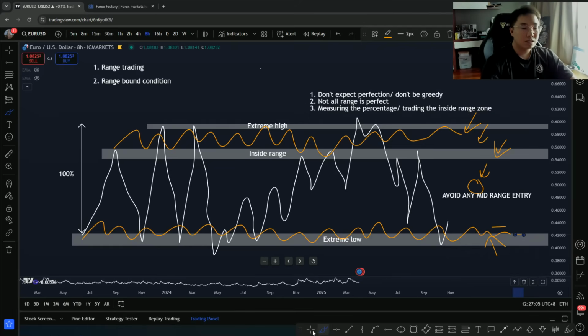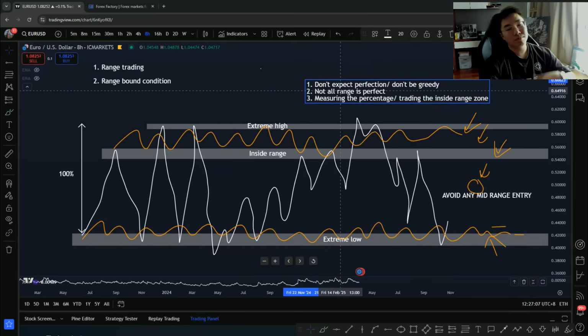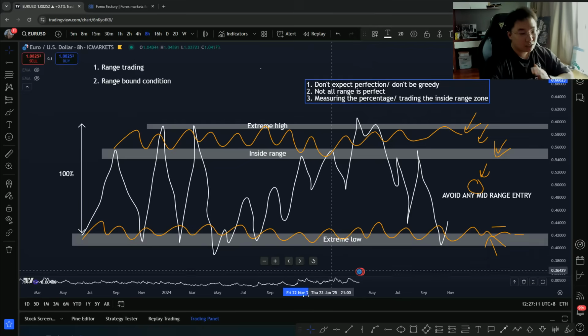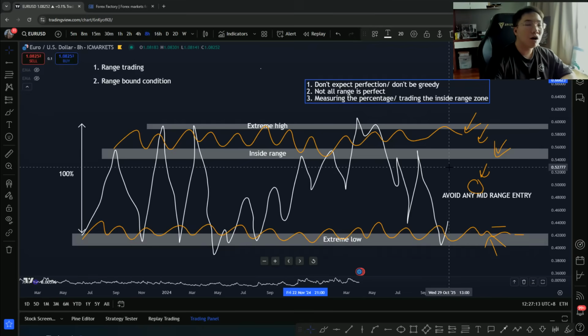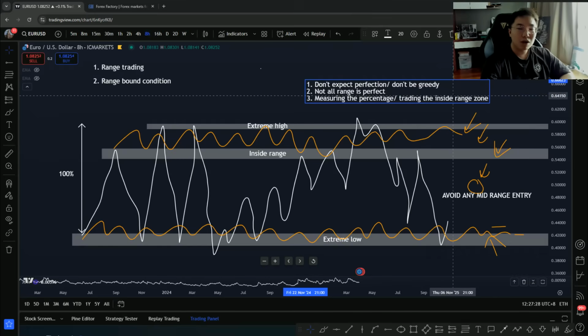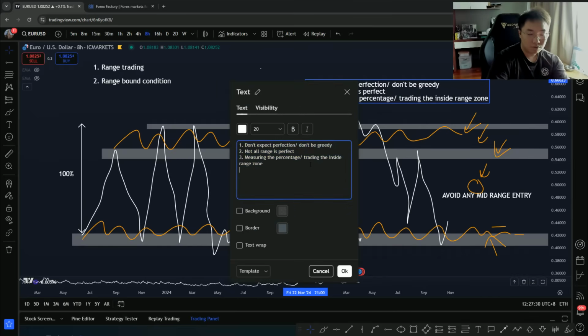So I hope this short lesson really tells all of you that range trading is pretty simple. Just don't overcomplicate it. When you try to trade a range, it is all about entering at a good price. You want to get in as close to the extreme high as possible or to the extreme low as possible. And one last point before we end the video.